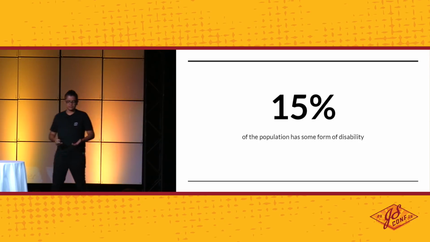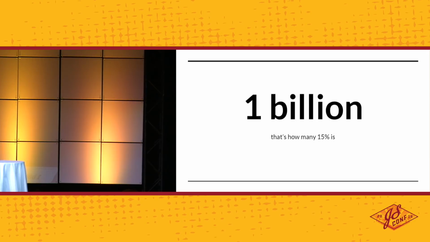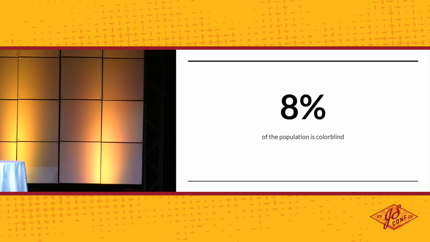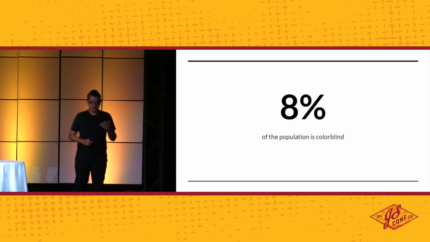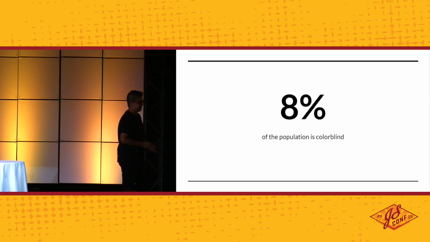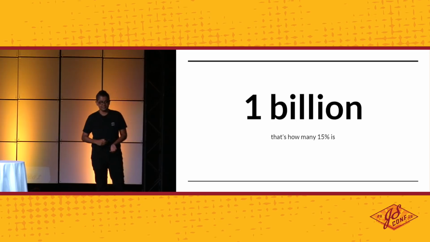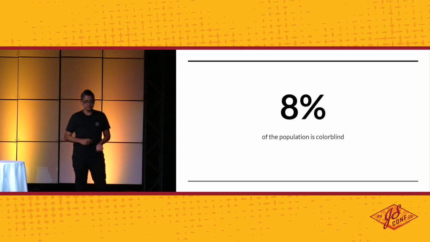Stats. 15% of the population has some form of disability. If we take a look at it in cold, hard numbers, that's almost 1 billion people. That's how many 15% is. Now, 8% of the population is also colorblind. Just trying to think about all of these numbers, if you try to think of exactly how many people we are excluding if we are not making sure that our app is accessible, that's 1 billion, 15% of the population, and out of these, 8% being colorblind.